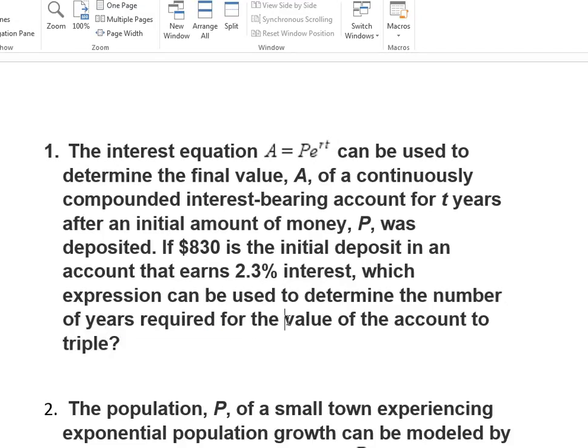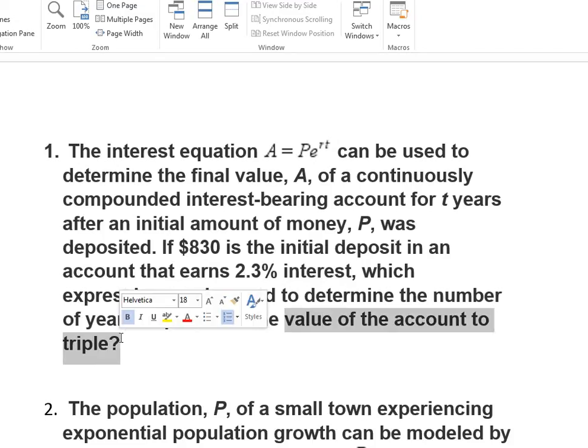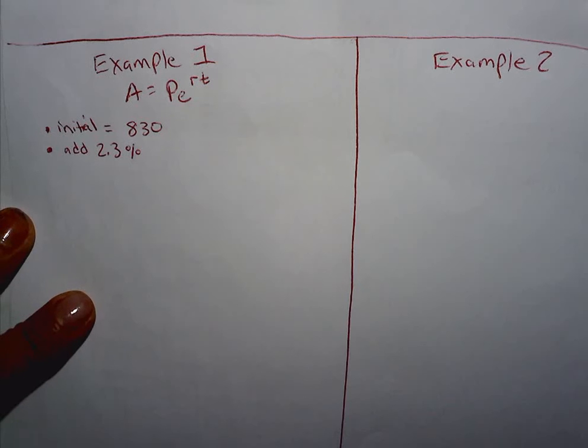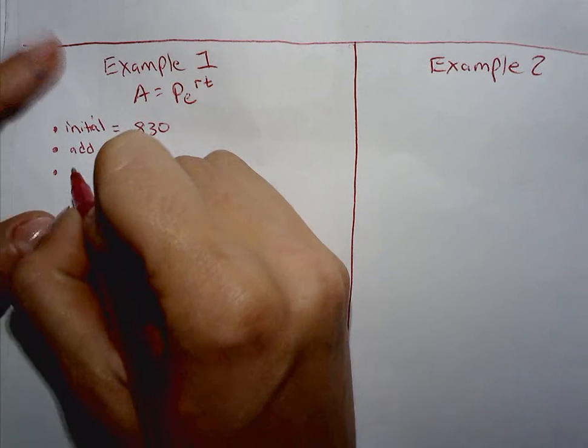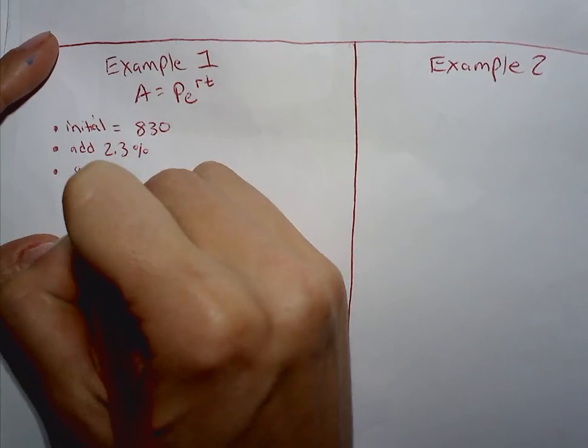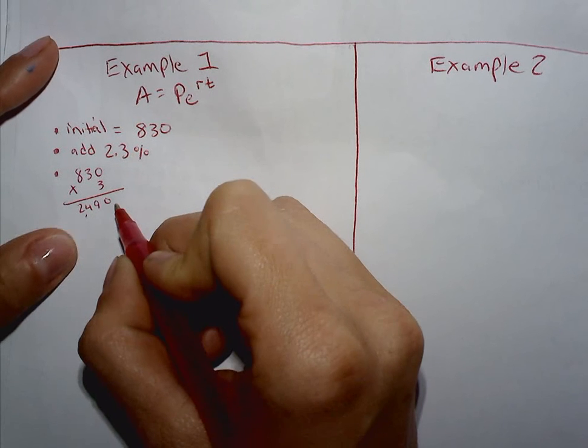See, this is a piece of information. However, I need to do a step to actually figure out what the value of the account is when it triples. If I start with 830, that means to triple the account, I'm going to have 830 multiplied by 3. So let's find out what that is. 830 times 3 to triple, 9. So I want to get to 2,490. That's the amount of money. So these are like my 3 main bullet points here.